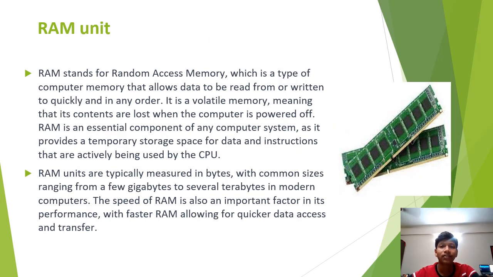RAM. It stands for Random Access Memory. It provides temporary storage space to store data and instructions. From RAM, we can get the data as quickly as possible, so we can store data in RAM. But it is volatile in nature, meaning when the computer is powered off, we are unable to access the data stored in the RAM, which is known as volatile nature.